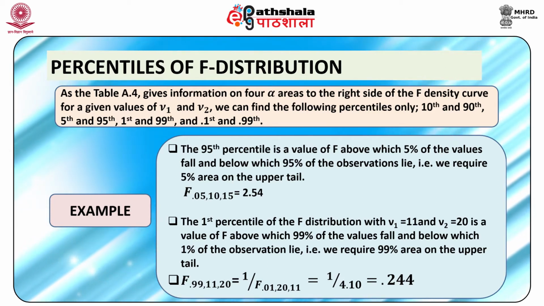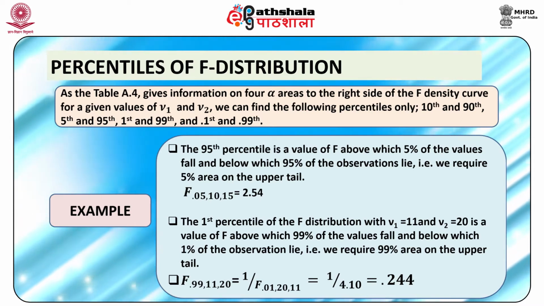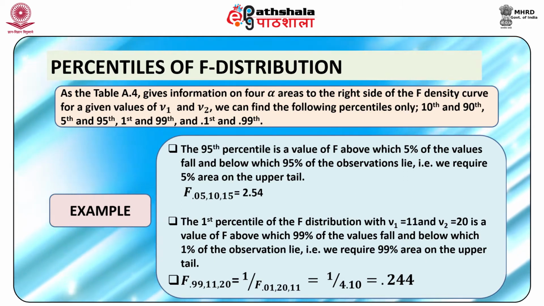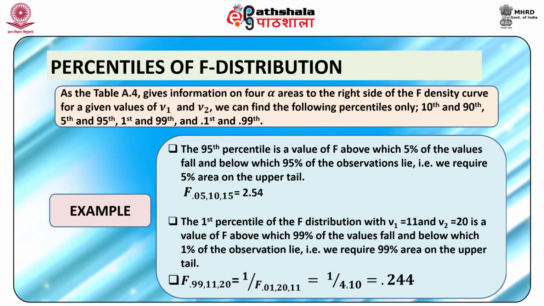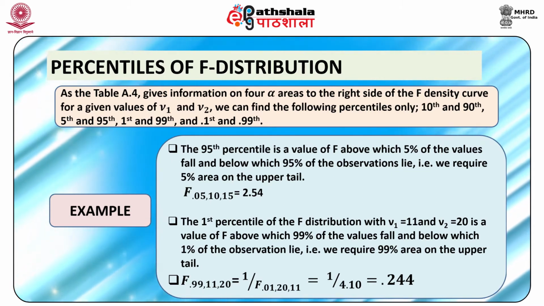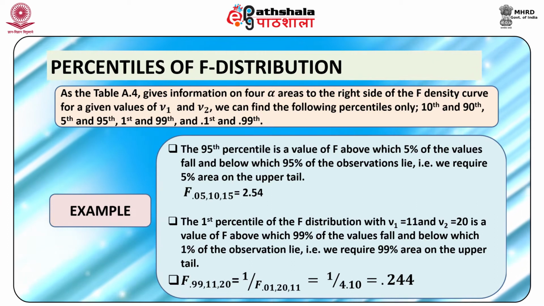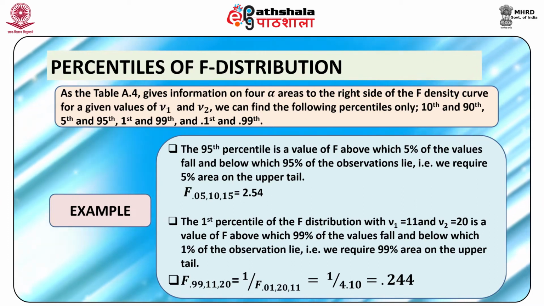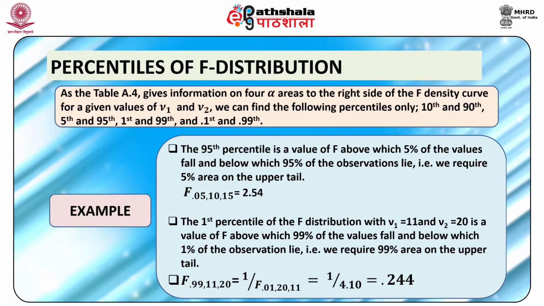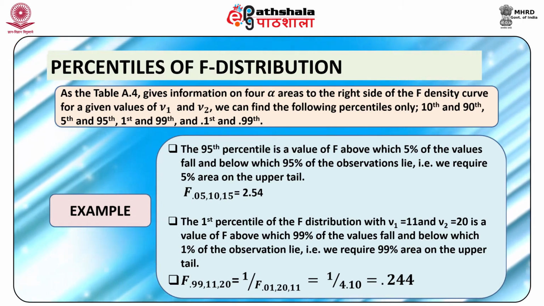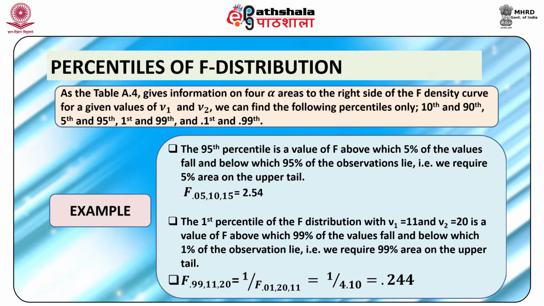Similarly, in part B, the first percentile of F distribution with nu 1 equal to 11 and nu 2 equal to 20 is a value of F above which 99% of the values fall and below which 1% of the observations lie. That is, we require 99% area on the upper tail. How do we get it? This is equal to F 0.99 for 11 and 20 degrees of freedom, and this is equal to 1 upon F 0.01, 20 and 11 degrees of freedom. And this therefore is equal to 1 upon 4.10 from the tables and is equal to 0.244.